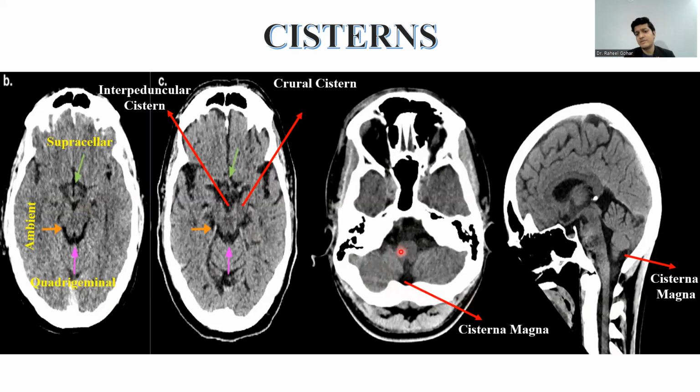Here you can see this is the medulla oblongata and cerebellum. Posteriorly, you can see the CSF space here. This is known as the cisterna magna. In the sagittal section, again you can see this is the cisterna magna. This is the fourth ventricle. This here is the quadrigeminal cistern.